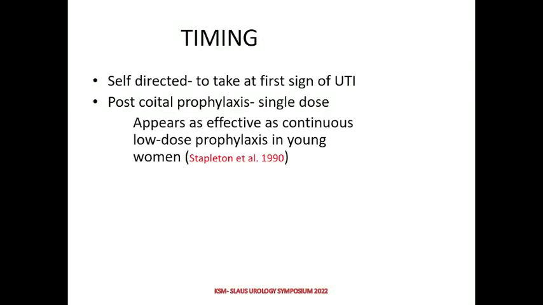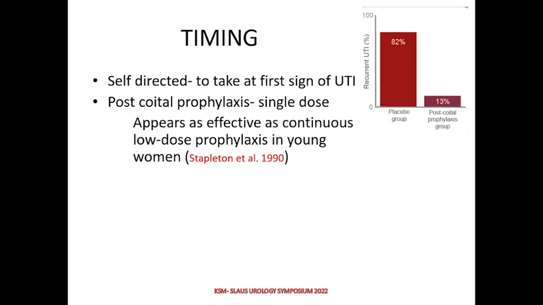When are we going to use the antibiotic? There are three options. One is self-directed. When the patient feels that she has the urinary tract infection, she can start. No need to do urinary dipstick, neither urine culture. If the symptoms do not resolve within 3 days, then she will be asked to do urine culture.